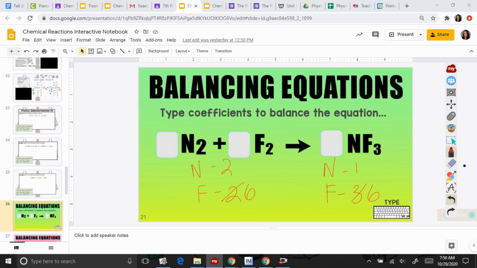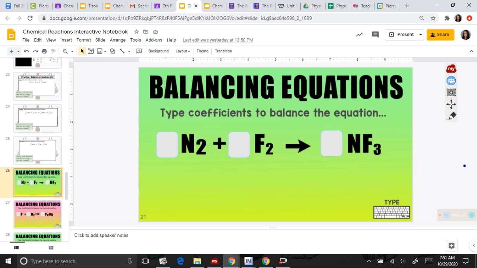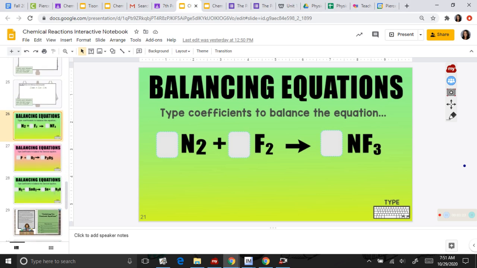I'm going to change that to 6. So what do I have to put out in front of F2 to get 6? Well, I have to put a 3 because 3 times 2 is 6. And out in front of this, I would need a 2 because 2 times 3 would be 6. That made my N a 2, and now we're balanced. Okay, so just go through and look at the answer key and see if you can figure out how to work through those. Okay, you're going to answer 27 and 28.